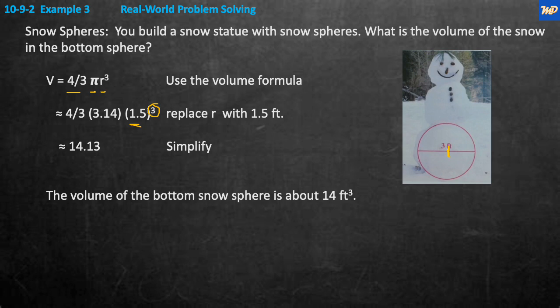When you do that and you multiply it all out, and I don't have a calculator to do it here, I could stop, but I've done it already. The answer to that is 14.13 what? Cubic feet. That's the volume of that sphere. So the volume of the bottom snow sphere is about, and it is again about because we're using a representation for pi, not the exact pi, it's about 14 feet cubed.